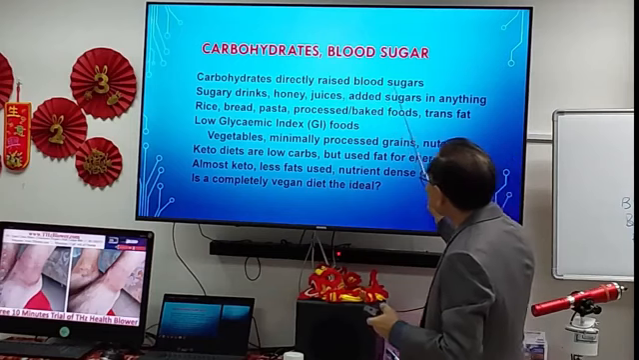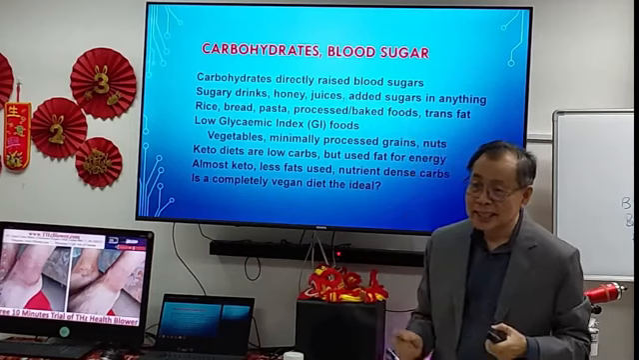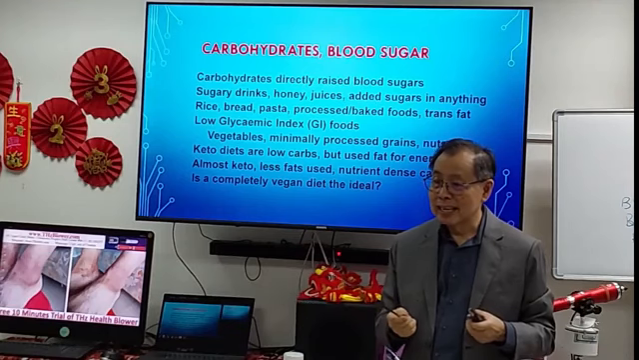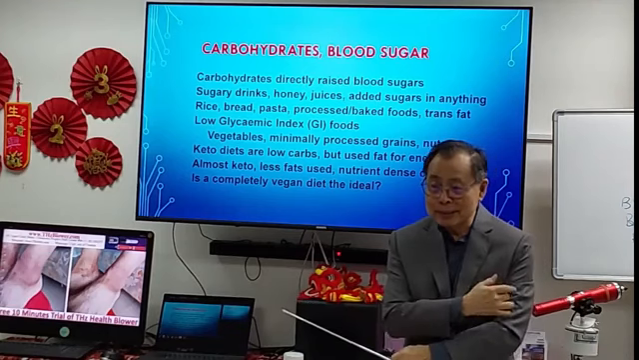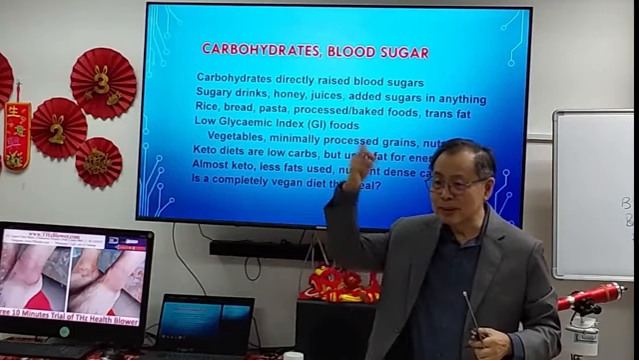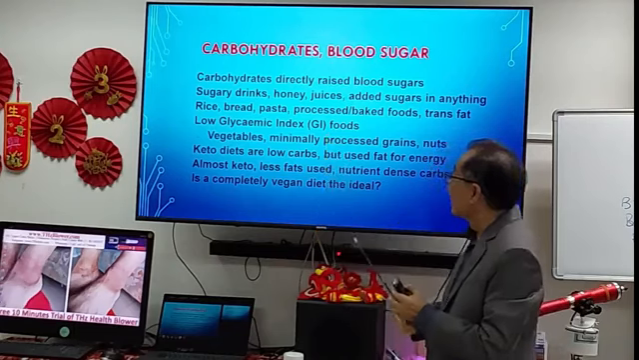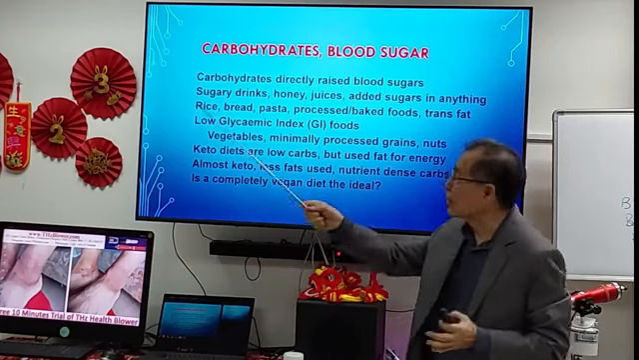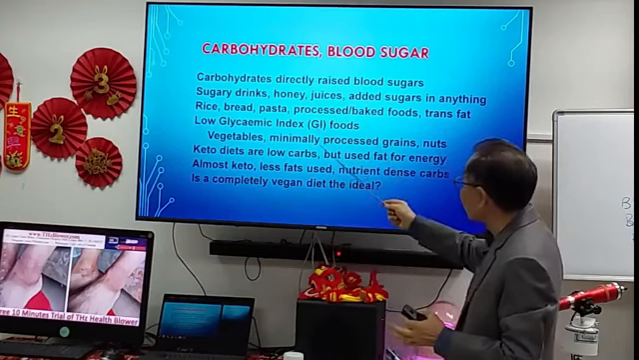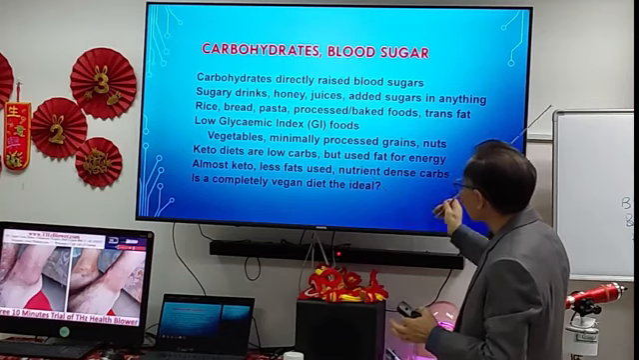Carbohydrates directly raise blood sugar. Later on, I'm going to talk about how you can monitor your blood glucose. For those people who monitor blood glucose, just take a muffin. Your blood sugar doubles straight away. Any carb will double it straight away: sugar drinks, honey, juices, added sugars in anything, rice, bread, pasta, processed foods, trans fat.